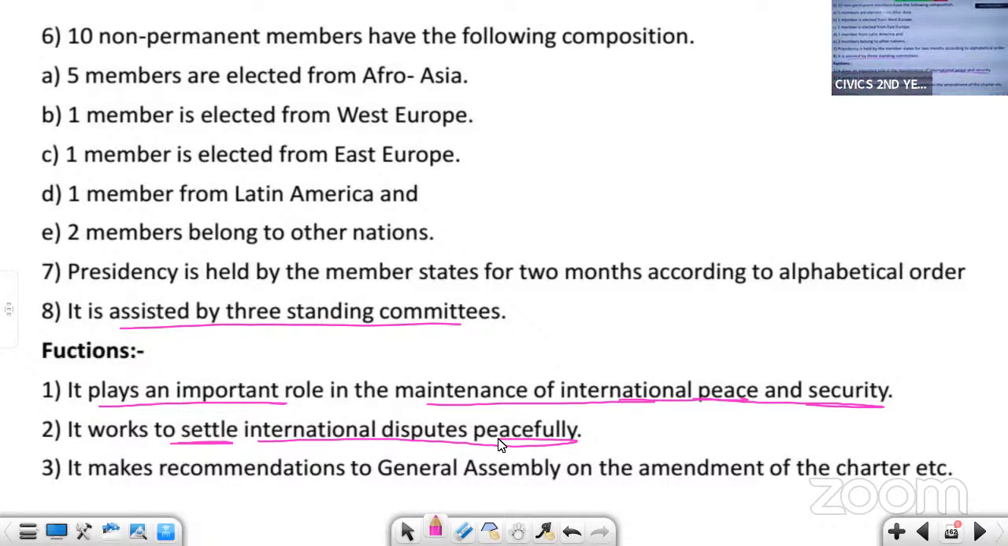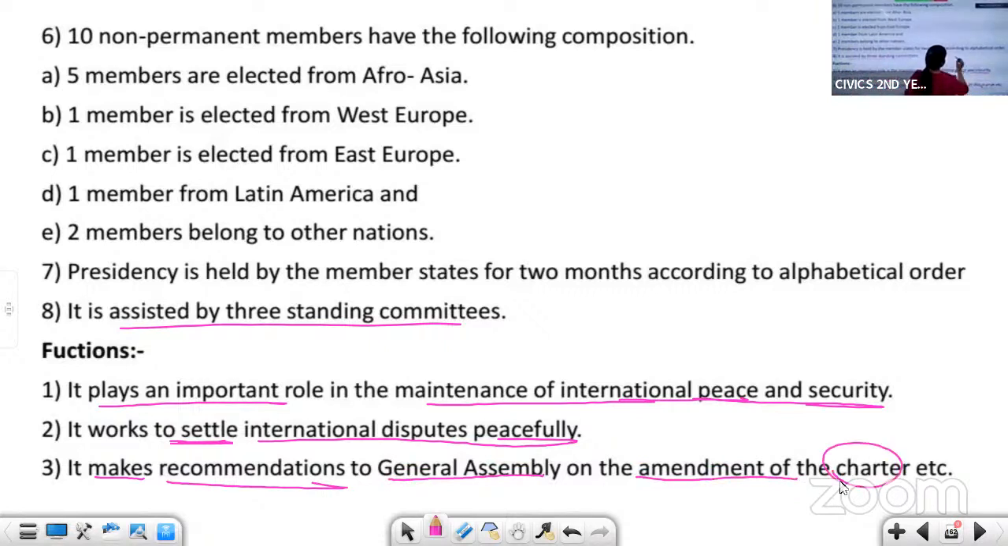If there are any disputes between the nations, they can be settled peacefully. So it is the responsibility of the Security Council to devise solutions for the problems between the countries. And it can make recommendations to General Assembly on amendment of the charter.